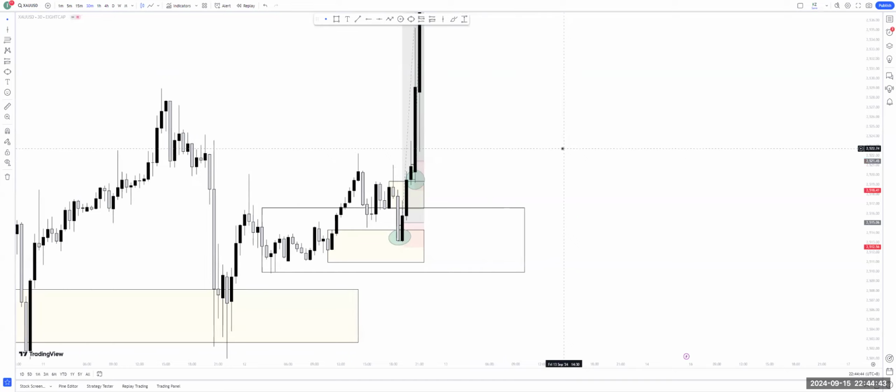Every new zone needs a new confirmation. Which means if you have a new 4 hour, you need a new M30. You have a new M30, you need a new 5 minute. You got me? That's why I say keep on monitoring, keep on monitoring, keep on monitoring. That's really, really important. Hope you got this.